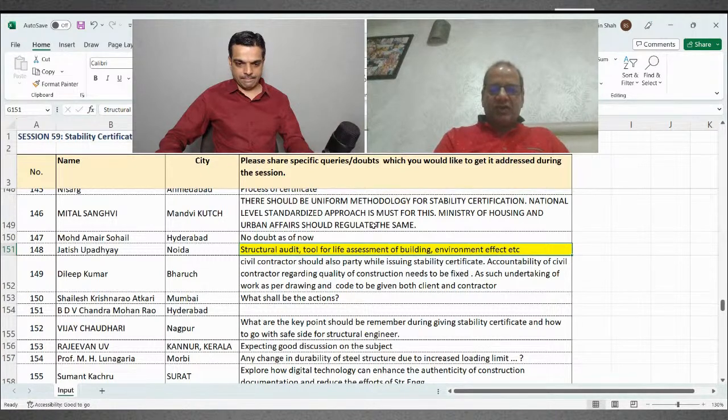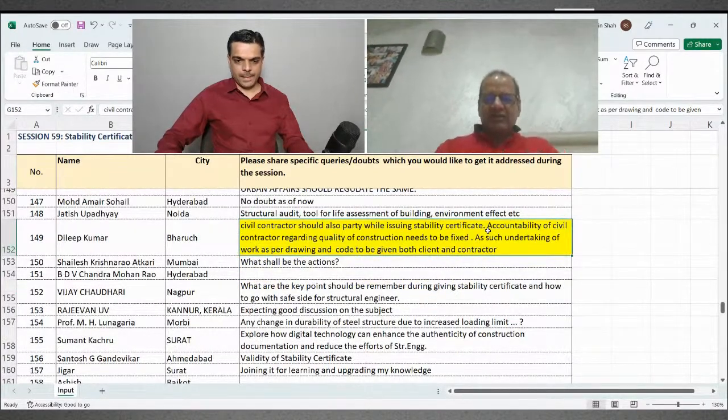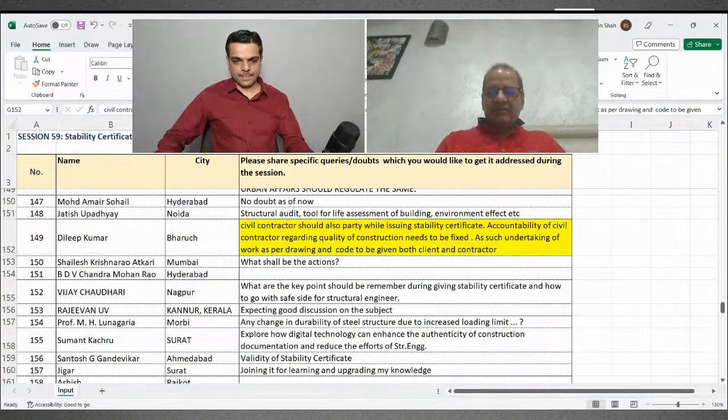Civil contractor should also be a party while issuing the stability certificate. Indirectly we make them a party. We ask them to confirm that the construction has been done according to the drawing. But by themselves, in India, only EPC contractors issue the stability certificate, not the normal contractor. And the PEB suppliers, because they manufacture and supply as per their own design, also issue it.